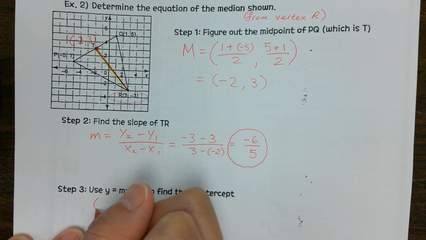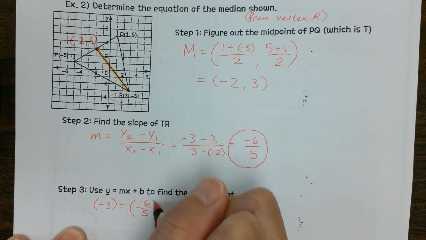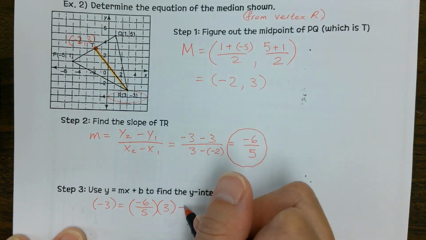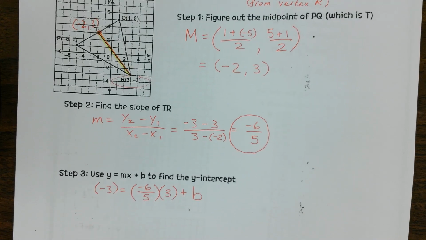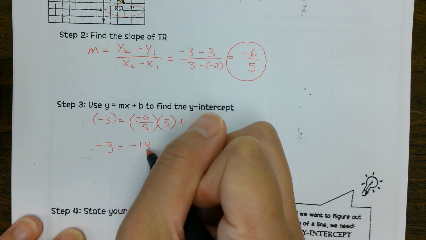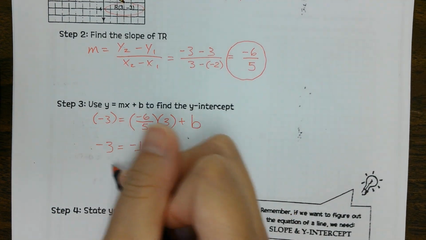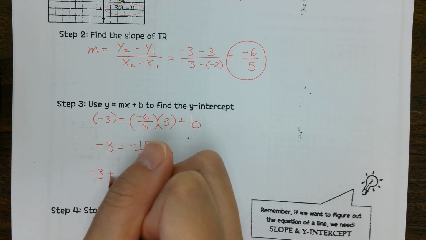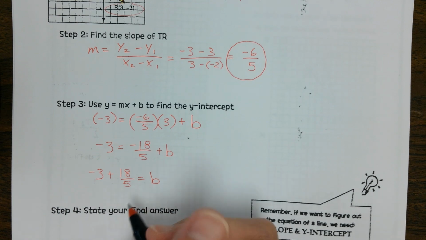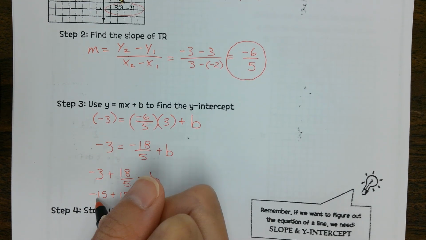So y is negative 3, slope is negative 6 over 5, x is 3, plus b. So negative 3 equals negative 18 over 5 plus b. Move that over: negative 3 plus 18 over 5, so negative 15 plus 18.